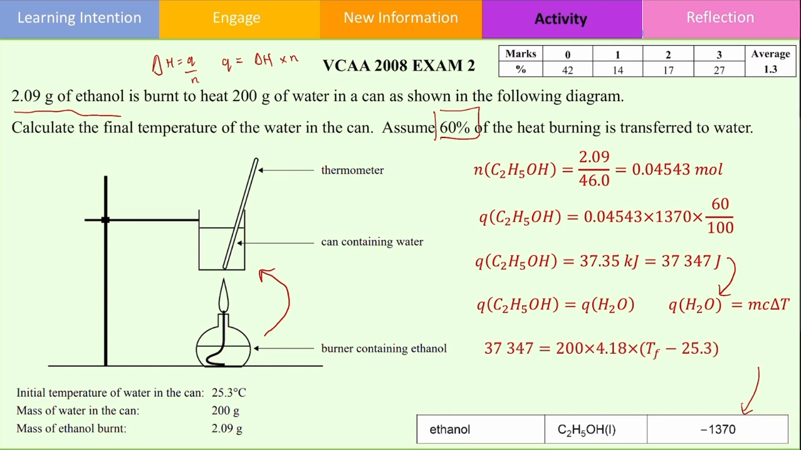So my next step is I'm just going to divide this number here by these two values, and then I'm going to add 25.3 on both sides. And when I correct this to two significant figures, as given by the percentage, your final answer should be 70 degrees Celsius.